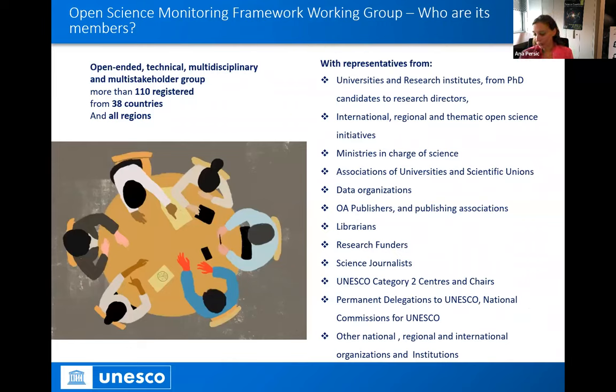Very briefly, who are the members of the Open Science Working Group? All of these working groups are completely open. Everything is online, and whoever wants to join, at whatever point in time, can just send an email or register directly for the meetings. This particular group is very multidisciplinary and multi-stakeholder. We have more than 100 registered, and I see 68 participants now, which is a pretty good number to talk about monitoring, from 38 countries and from all the regions among those registered.